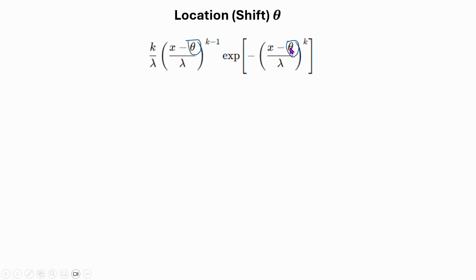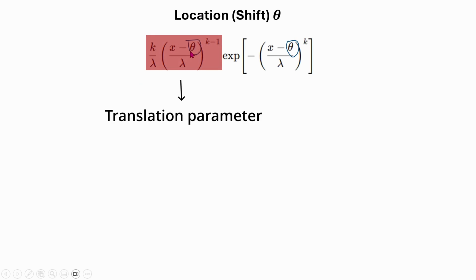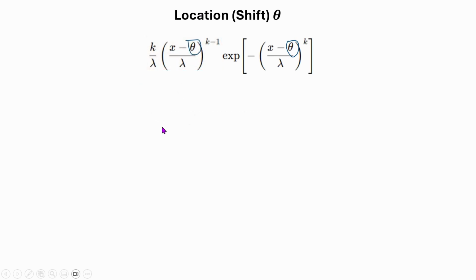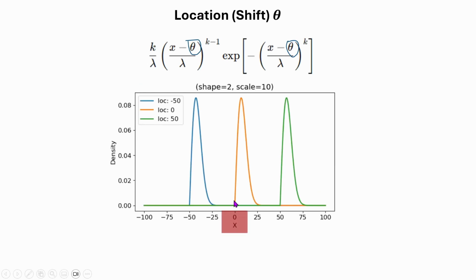Let's now talk about the simplest of the three parameters, which is the location or shift theta. You can see that theta is something that is being subtracted in both places where we have random variable x. If you know about plotting and functions, you know that this is a translation parameter. What do I mean by that? If theta equal to 0, so suppose a shape and scale are fixed, and we basically change the theta and see how the plot looks like.